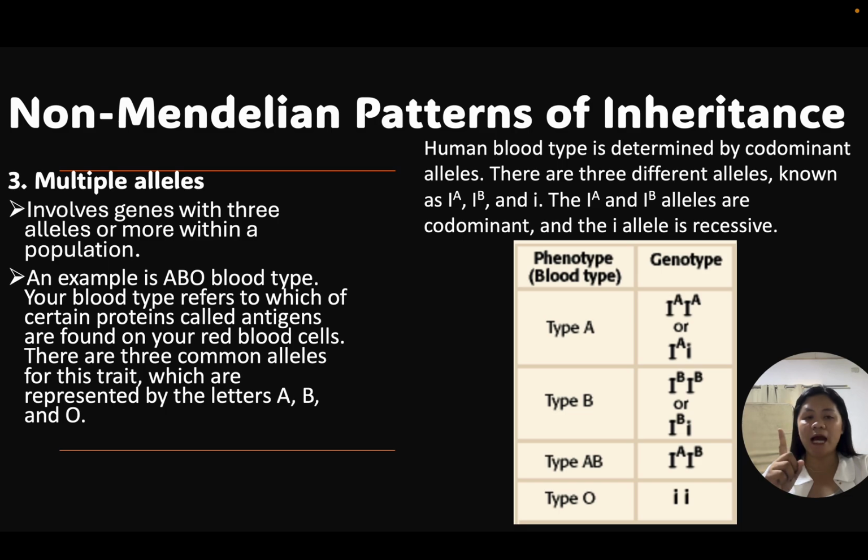There are 3 different alleles known as, representation natin is big letter I with an A, IA, IB, and small letter i. So then IA and IB alleles are codominant and the i allele is recessive. So yan. So other patterns of inheritance that have been discussed so far are concerned with pairs of alleles within an individual organism only. Multiple alleles, however, involve 3 or more variations of alleles occurring at the population level.